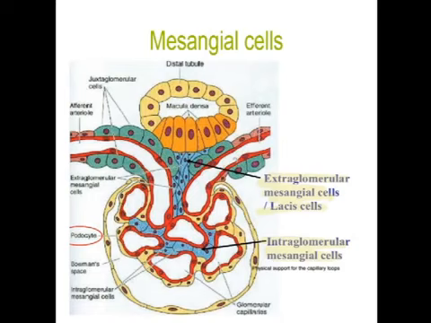The mesangial cells have been found to possess receptors for angiotensin II and atrial natriuretic peptide, which, when these receptors are stimulated, the mesangial cells contract and the glomerular flow is decreased.